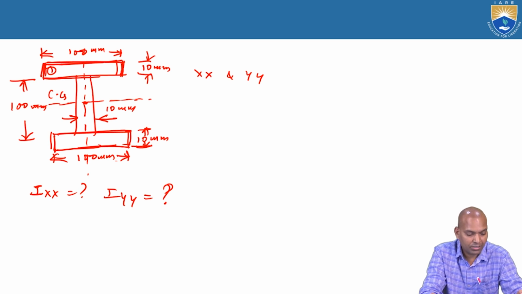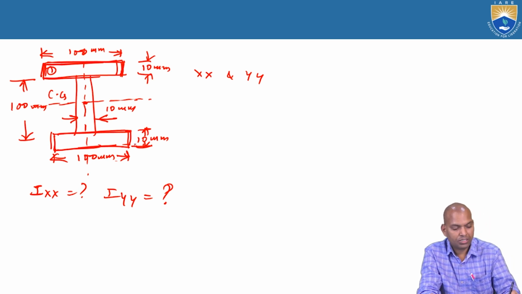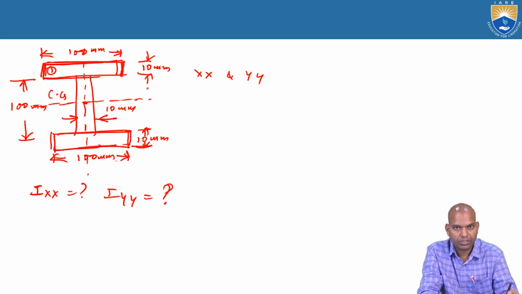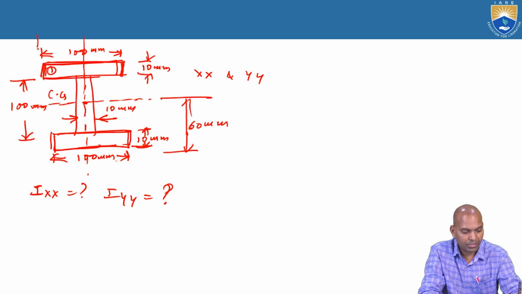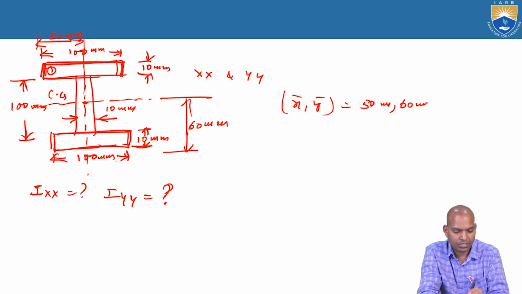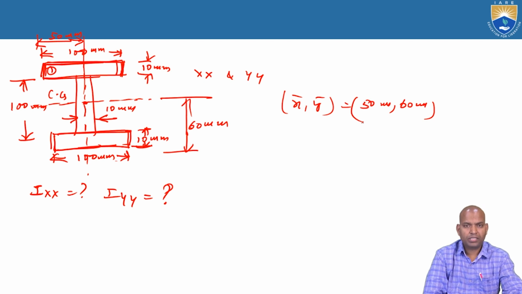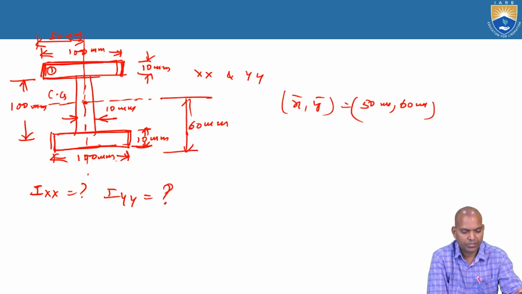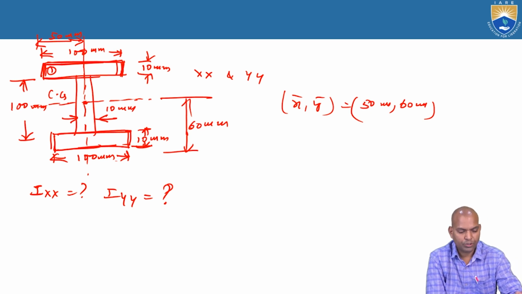What is the location of the CG? Here it is 10 plus 100 plus 10, that is 120 by 2, that is 60 millimeters from the reference axis. Horizontally, it is 100 by 2, that is 50 millimeters. So bar X comma bar Y equals 50 millimeters comma 60 millimeters. The section is symmetrical about both horizontal and vertical, and IXX and IYY pass through the centroid.